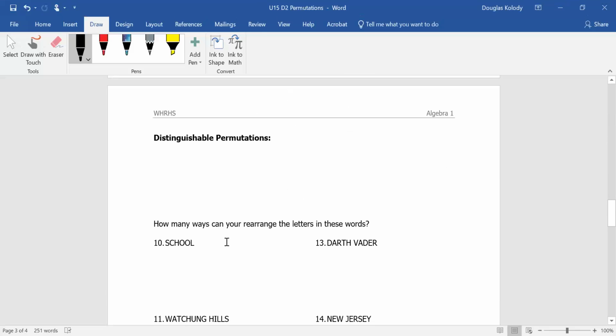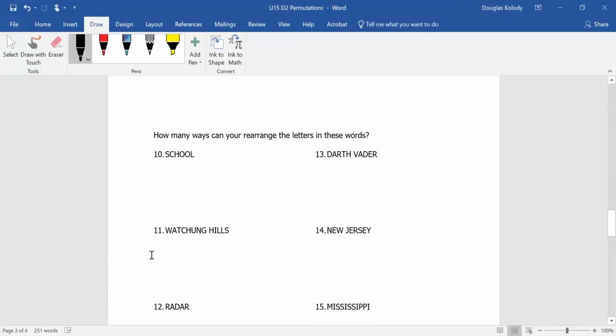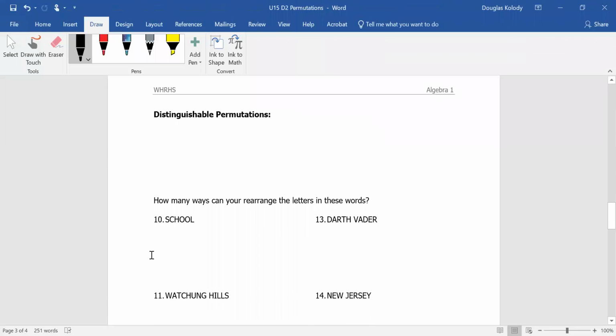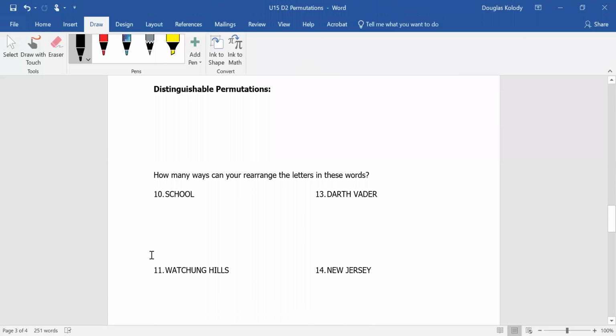All right. So now let's get to the final concept of today's lesson. Okay, so watch this. Distinguishable permutations. I'm going to get to the definition after I do an example. Let's take the word school. How many letters are there in school? 1, 2, 3, 4, 5, 6.